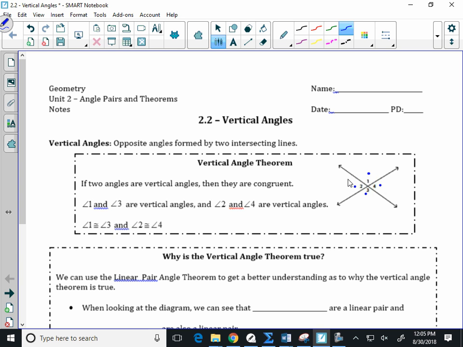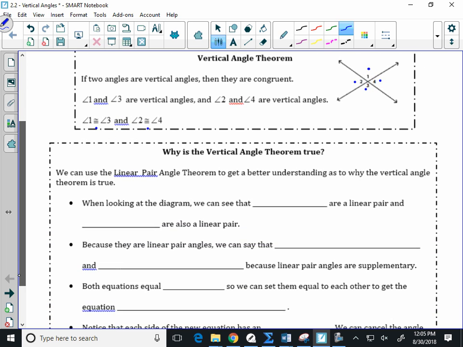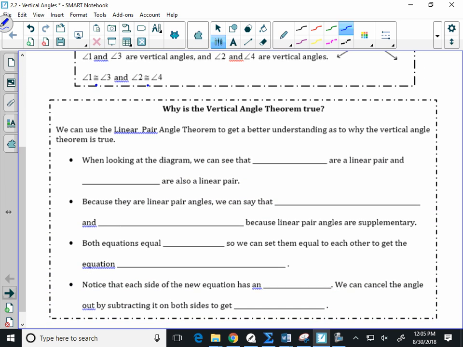So we look in this diagram, we just talked about how 1 and 3 are vertical angles, and 2 and 4 are vertical angles. Well, that means they're congruent. So 1 is congruent to 3, and 2 is congruent to 4. Again, we have intersecting lines making an X, the angles across from each other are going to be the same every single time. So in this box, we're going to do that math to figure out why they are the same. Why are we allowed to say this?